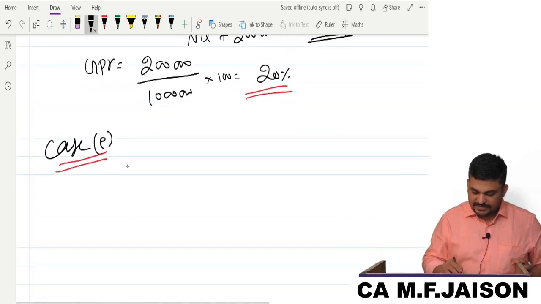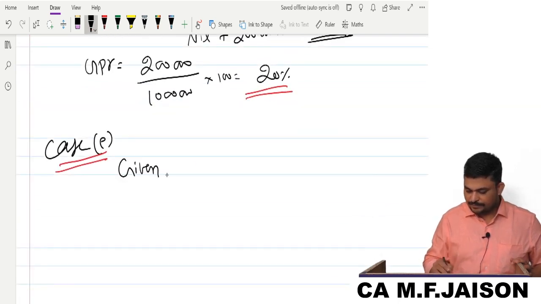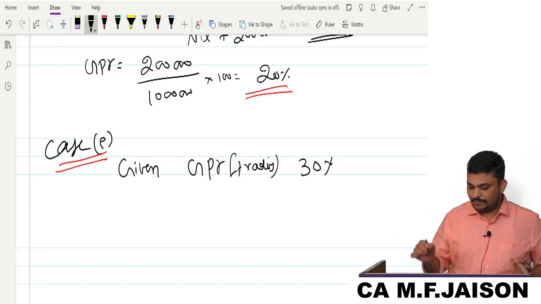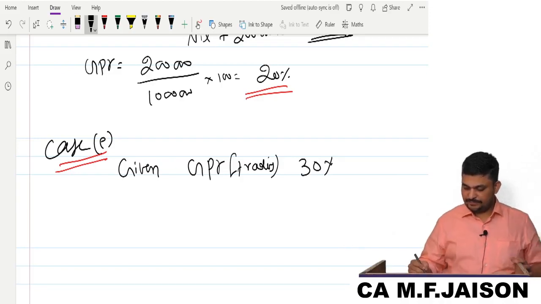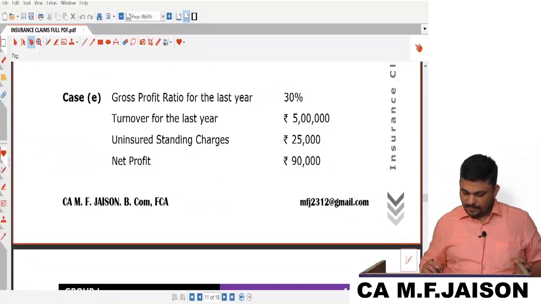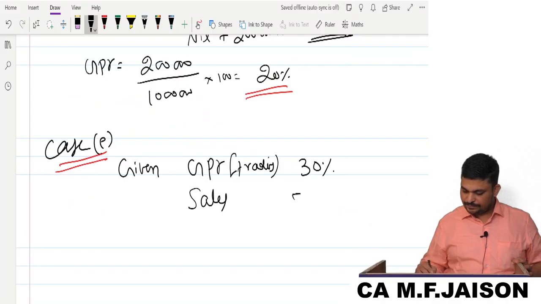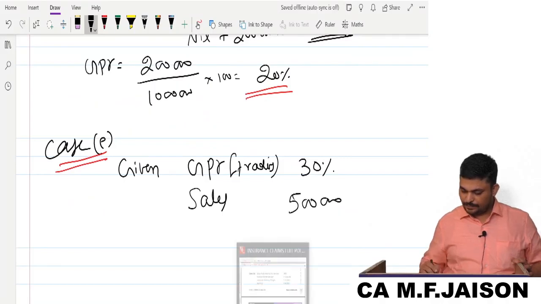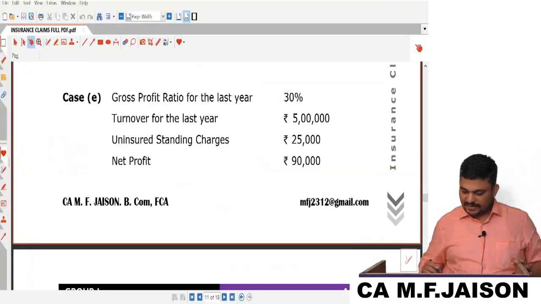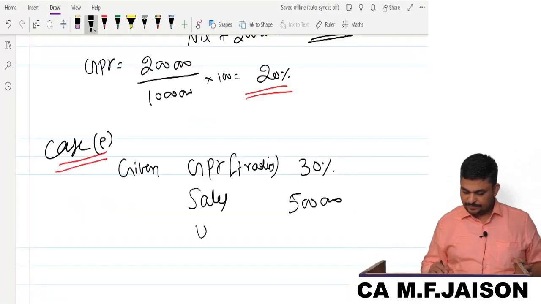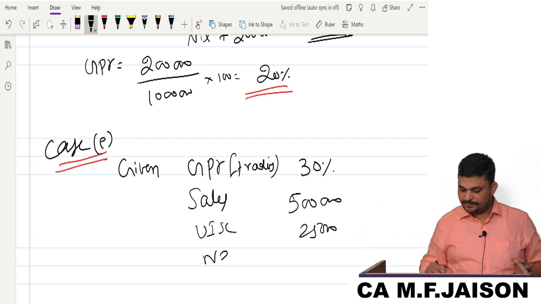Let's first identify what is given. GPR, we understand that as trading. What is the percentage? 30%. Sales 5 lakhs. Uninsured standing charges 25,000. Net profit 90,000.